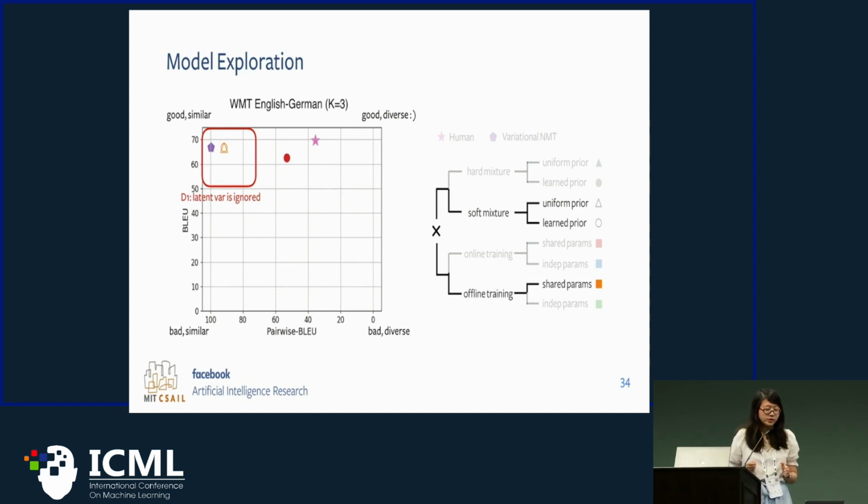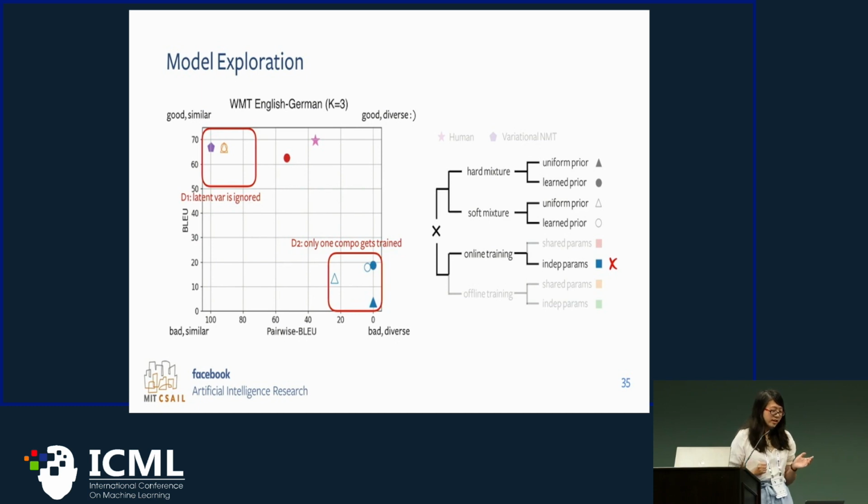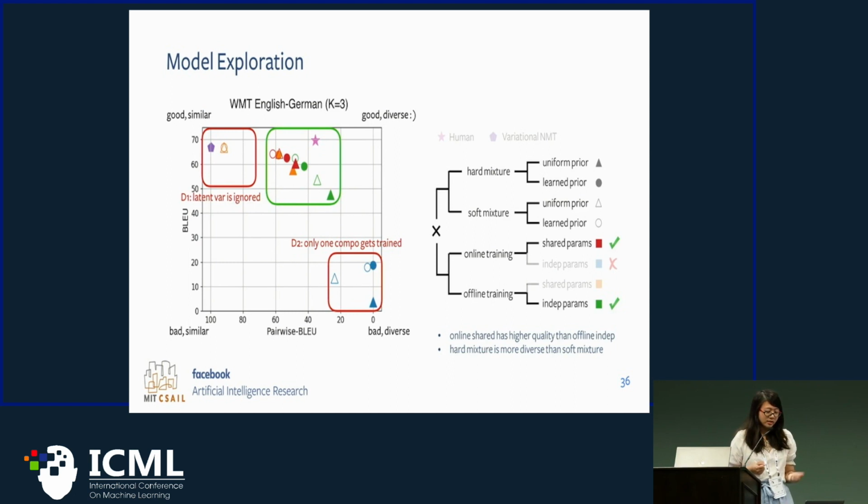In contrast, if we do online training with independent parameters, then all the models suffer from another type of degeneracy where only one component gets trained and has a poor BLEU score. There are 2 settings that work consistently well: the online training schedule with shared parameters or the offline training schedule with independent parameters. Different model variants provide different trade-offs between quality and diversity. In particular, the online shared setting has higher quality than offline independent. This is as expected, as the independent components have less data to train each of them.